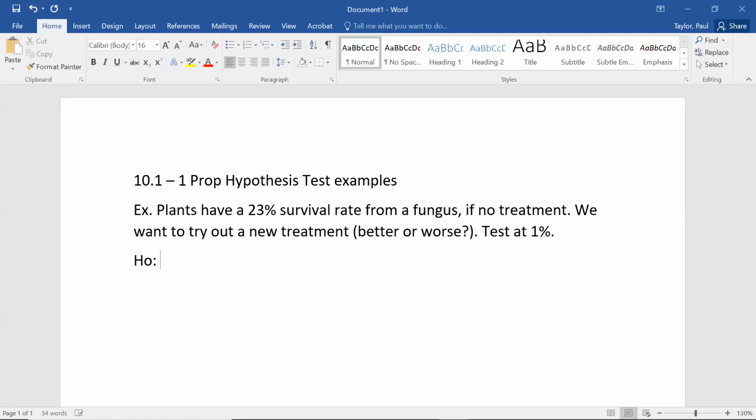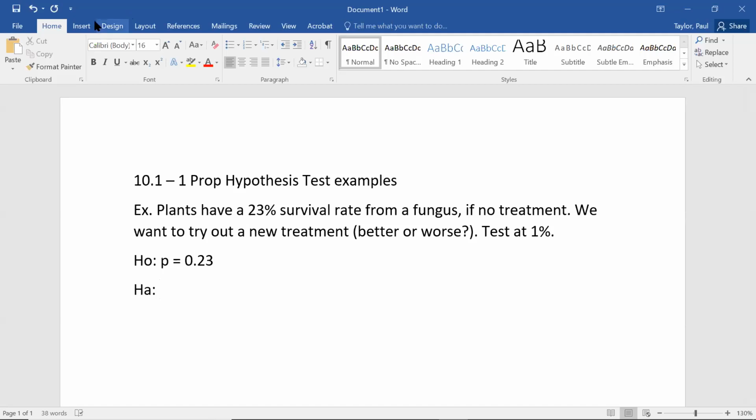We have to pick our null hypothesis. That is the 23% that happens when there's nothing. We want to know if the treatment is making a difference. If it doesn't make a difference, it's still going to be 23%. So P is equal to 0.23. That means that the treatment is basically doing nothing. It's the same as if we hadn't treated it at all.